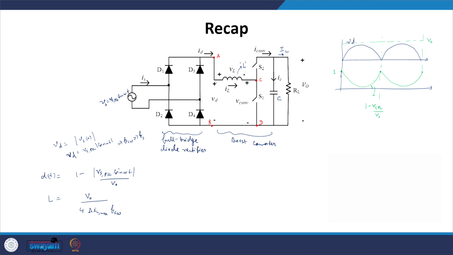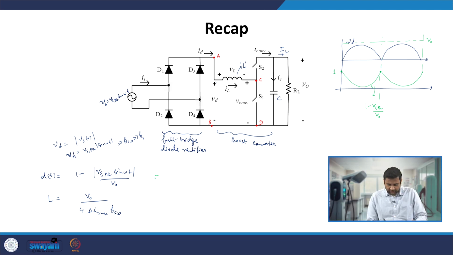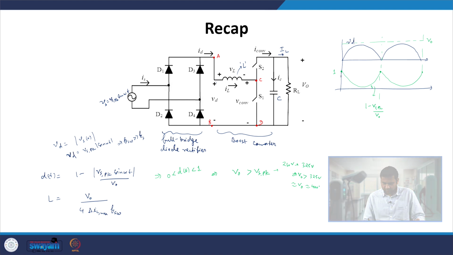Since the duty ratio needs to be varied between 0 and 1, that indicates that V0 has to be greater than Vs peak. That means you will always get an output voltage greater than the peak value of the input sine wave. If we assume 230 volt as input, then our peak is 325 volt, so V0 has to be greater than 325 volt. Generally the common practice is to take V0 equal to 400 volt.